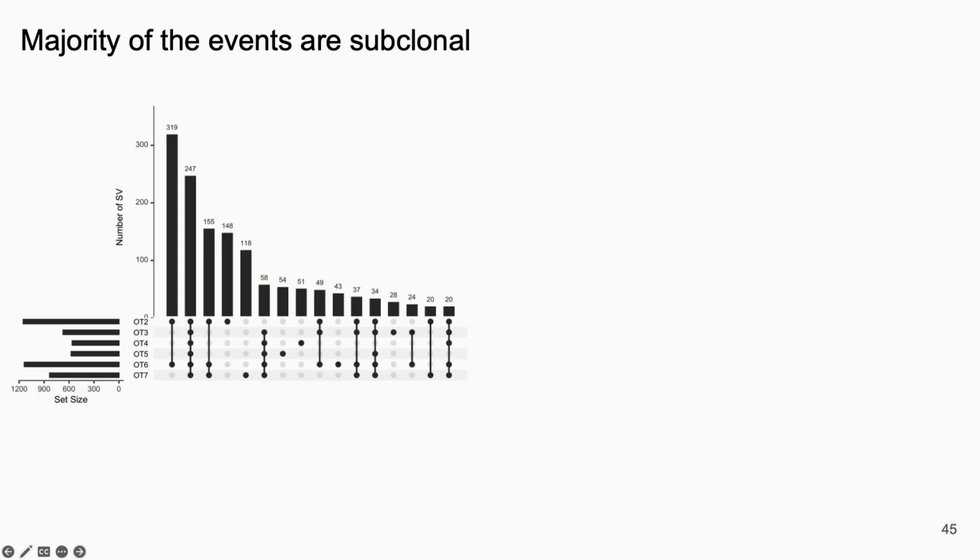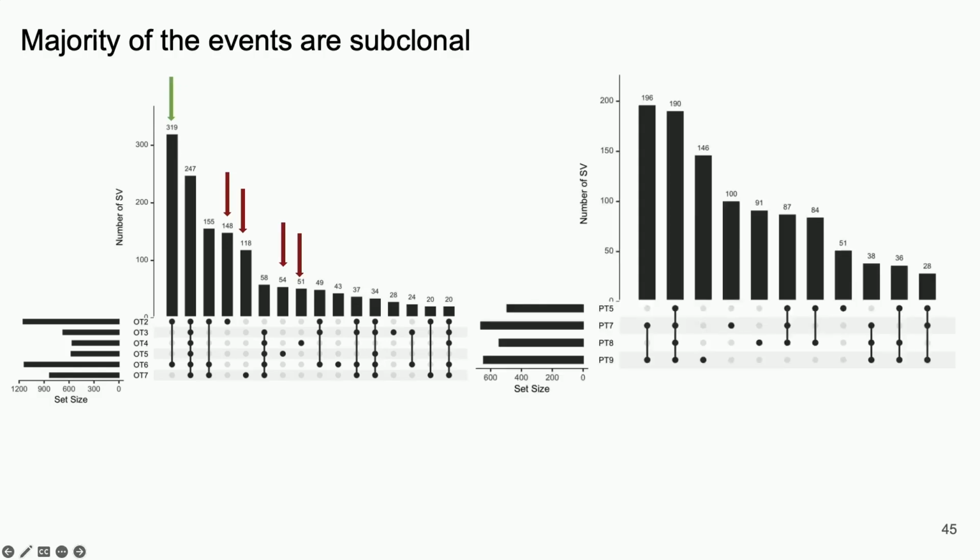All the examples that I showed you, both Piper and Oliver, are clonal events. That means they are shared across all the samples that we have sequenced. But we also observed quite a high number of private events. That means they only happen in a single sample. But the largest event that we observed is shared between OT2 and OT6, which we know to be collected at a closer distance in the tissue. We also observed a similar pattern in Piper.